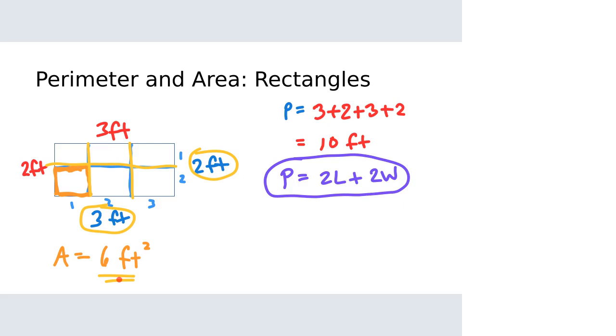Length times width, 2 feet times 3 feet. Perfect, Nadine said. Sunshine Jennifer, you're exactly right. The area of a rectangle is just going to be length times width. That formula we're going to use.